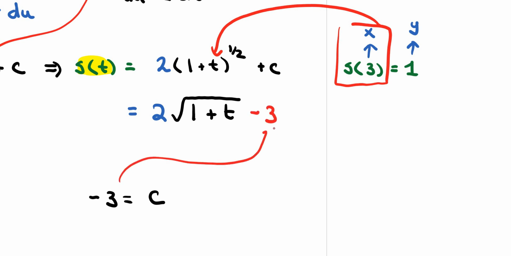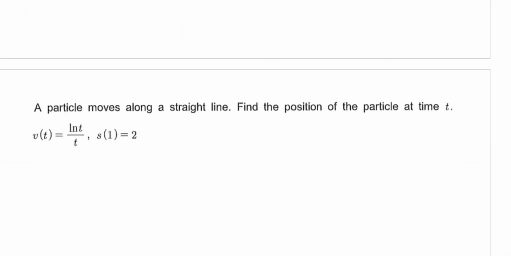And that right there is my position function for this particular problem, given this initial condition at the start of the problem. So s of t equals 2 times the square root of 1 plus t, minus 3. Okay, so a little bit of algebra for that problem, which is fine. Let's move on to the next question here.